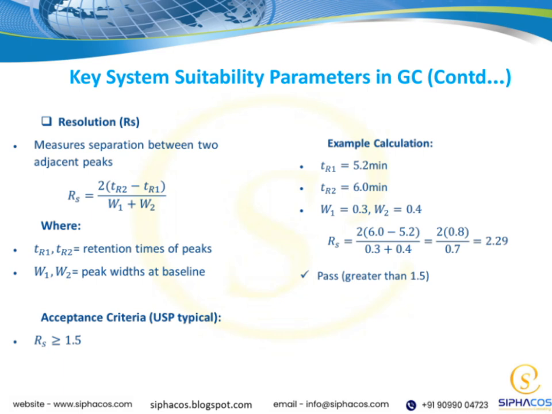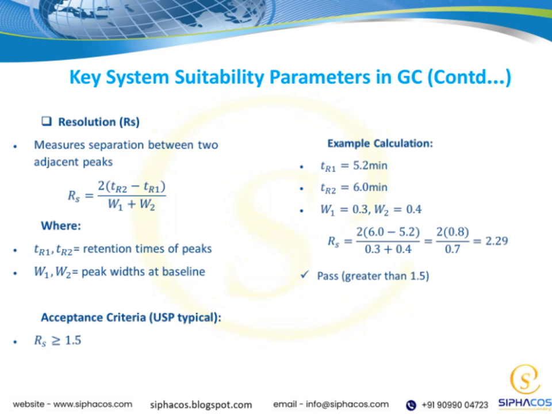Column selectivity is also critical. It refers to the column's ability to differentiate between different types of compounds based on their chemical properties. Then we have the injection volume and mode, which can impact the peak shape and sensitivity. Proper injection technique ensures reproducible results. Finally, the overall system robustness is vital. It's about how well the system performs over time and under varying conditions.